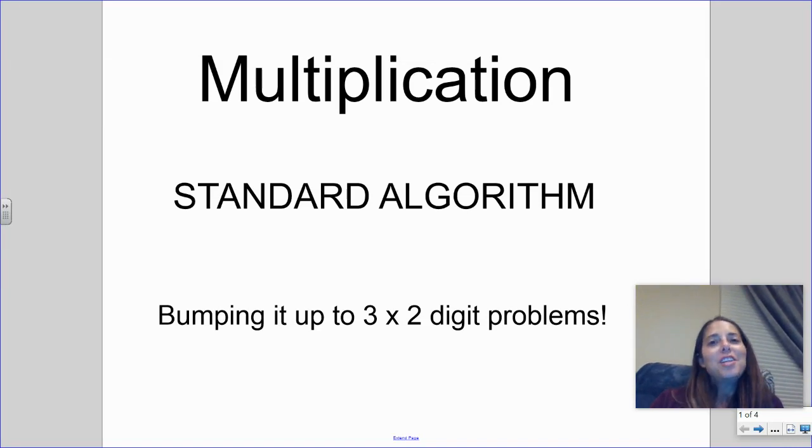All right, guys, if you're watching this video, that means you have become an expert on using the standard algorithm for 2x2 multiplication problems. And it's now time naturally to bump up to 3x2 multiplication problems. I will tell you, the bigger the problem gets, the better your chances are of making a big Bob mistake.